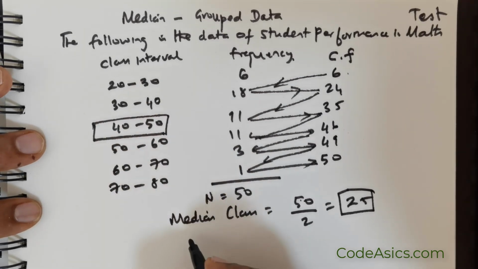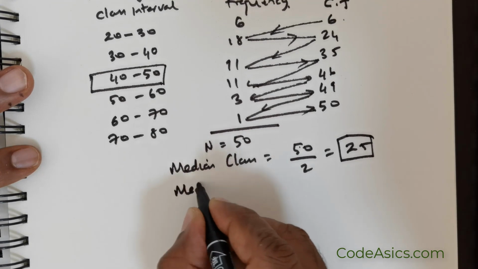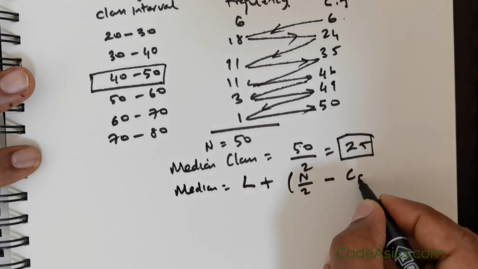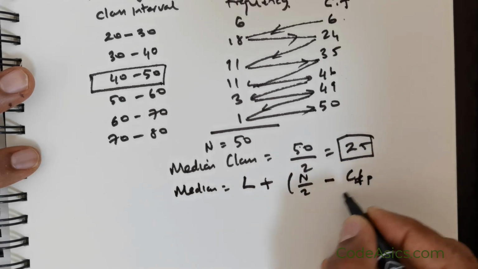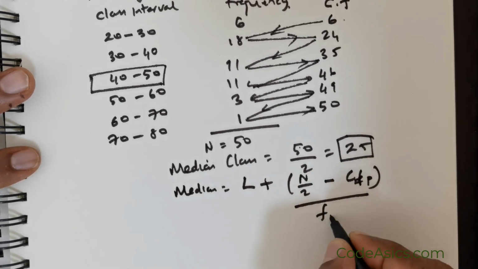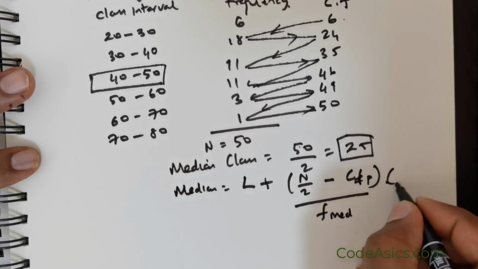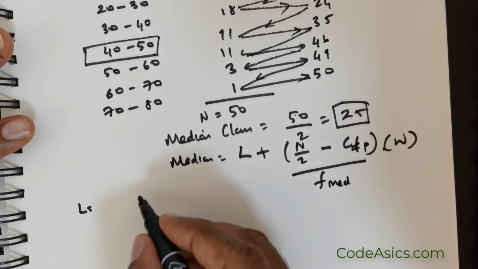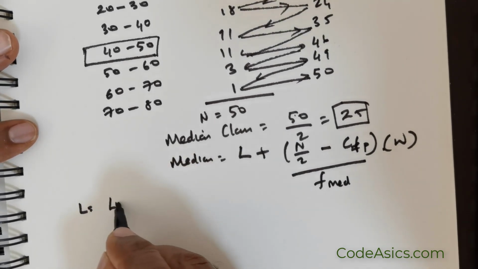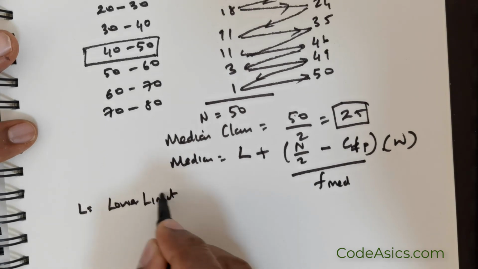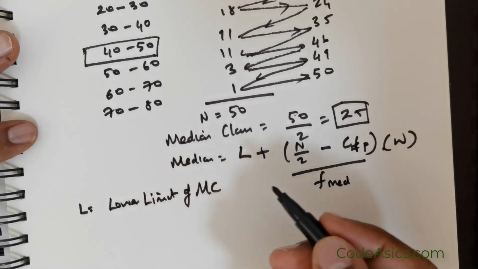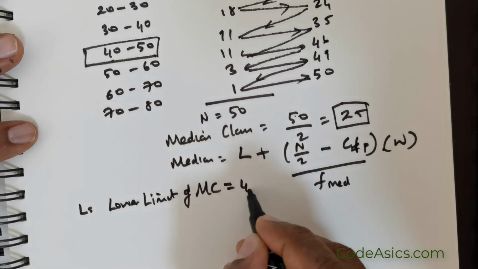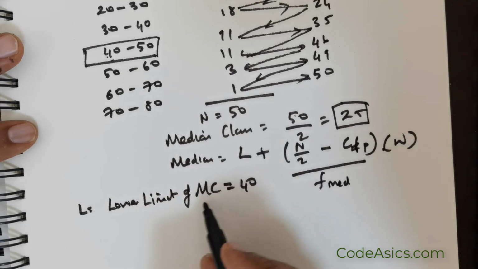Now according to the formula, let me write the formula down. The median is L plus (N divided by 2 minus CFP) divided by FMED, and this is multiplied with W. Now foremost, L is the lower limit of the median class. So what is the median class? 40 to 50. And what is the lower limit here? 40 is the lower limit. So L is obtained to be 40.